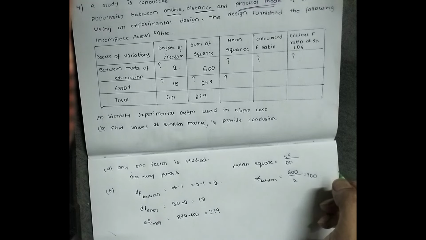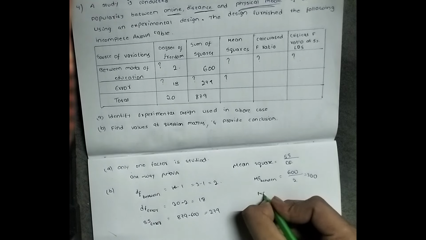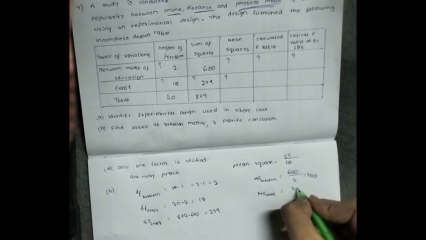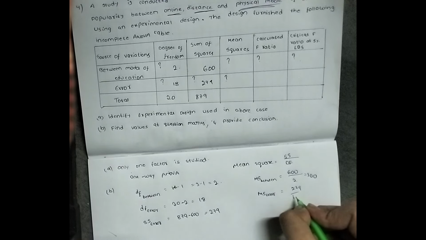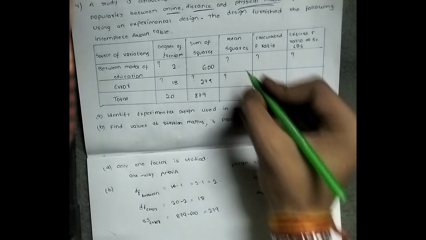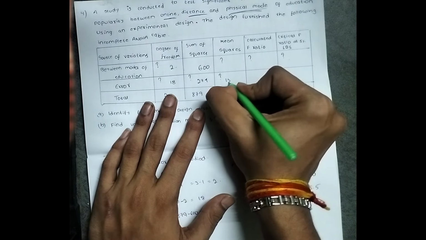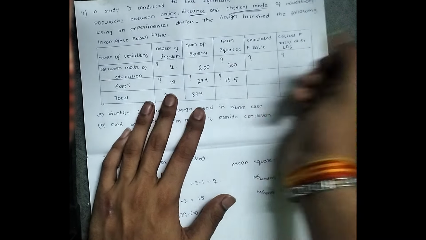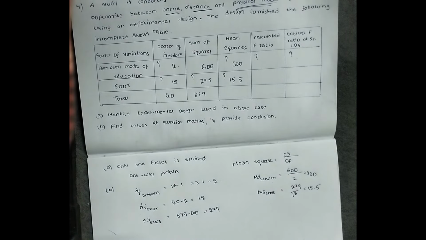Okay. Then now the mean square of error. 279 by 18. That is nothing but, if you calculate, we will get 15.5. So here it is 15.5 and here it is 300. Now you got. Now we need to find these two.